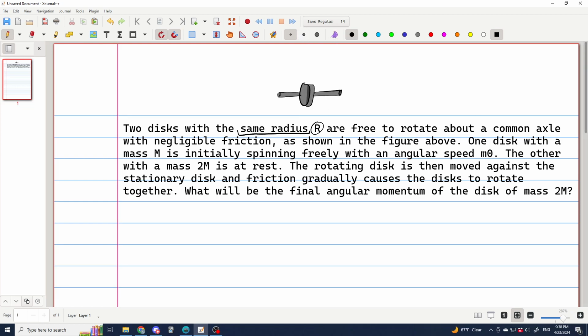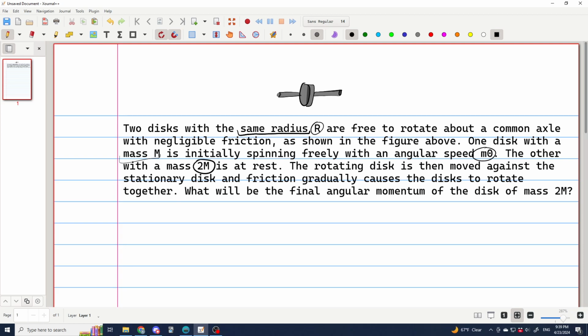They're free to rotate about a common axle with negligible friction, as shown in the figure above. One disk with a mass m, so that's our first disk, is initially spinning freely with an angular speed ω0. I don't like that they used m0. Normally we use m for mass. Normally we would say something like p0, I think. I think that's the common convention, but that's unrelated. All right, angular speed ω0. The other, with a mass 2m, is at rest.